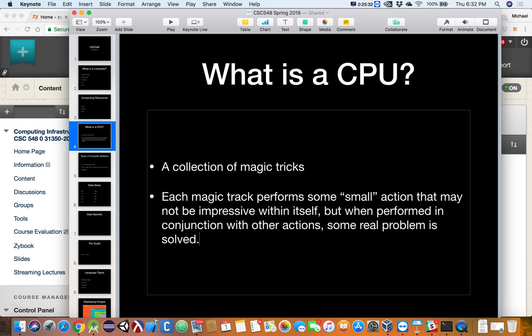And then over the years, as each year new processors come out, we might add more magic tricks on that we decide, oh, well, the kinds of problems people are solving today could benefit from having this additional magic trick.